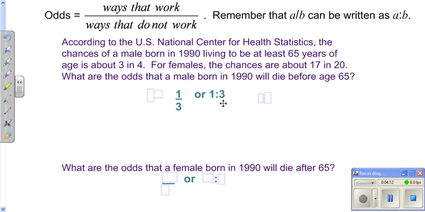So you could write your odds as a fraction of 1/3, or as a ratio going 1 to 3. Down here, we're looking at females born in 1990 that will die after 65. Females is listed here. So die after 65 means they live to be at least 65, so that's 17. Well, of these 20, how many don't live to be that long? That's 3. So your odds would be 17 over 3, or 17 to 3.